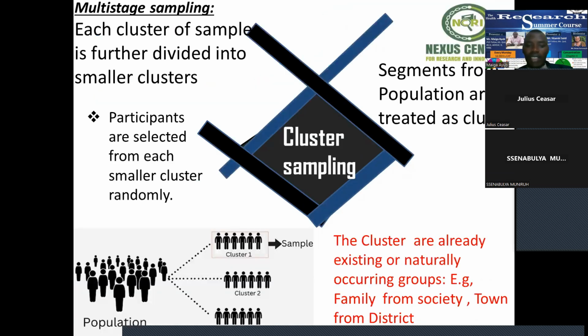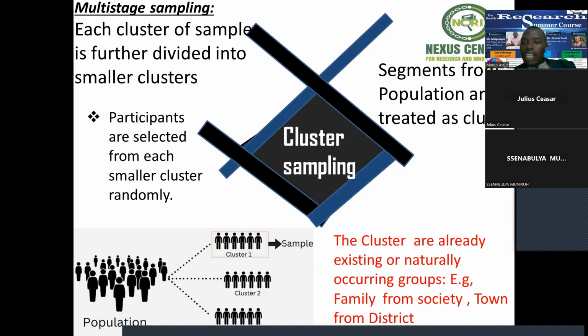Then you have what you call cluster. Cluster is different from strata. You realize that strata, you generate them, okay? But for cluster, they are naturally existing, okay? So that is the difference I want you to pick from here. For a cluster, the group is already there. Give an example, family. That is a cluster of family. You know how a family is defined. Community, a society, okay? Town.